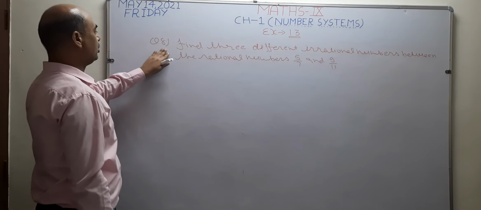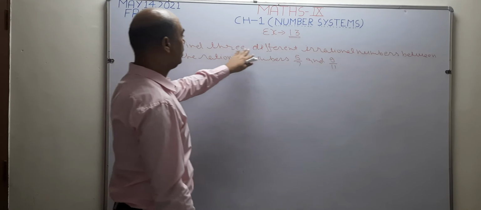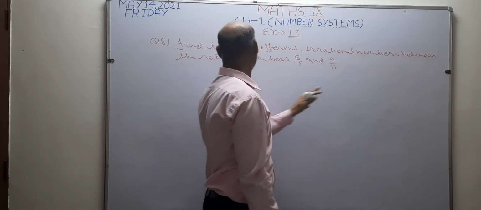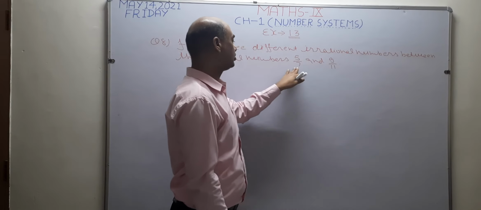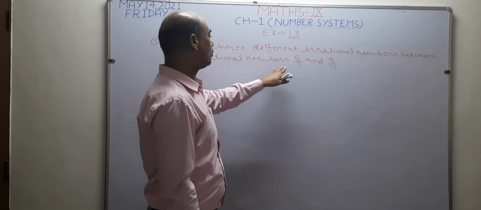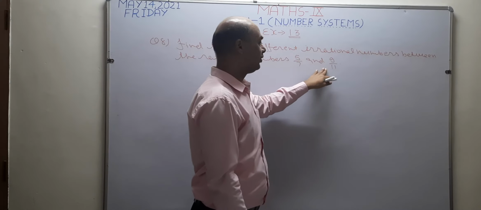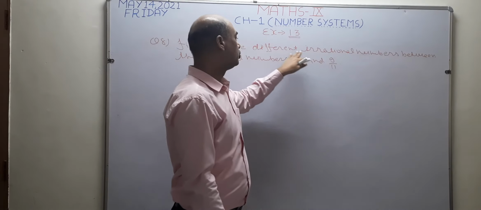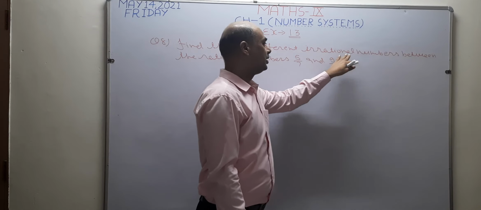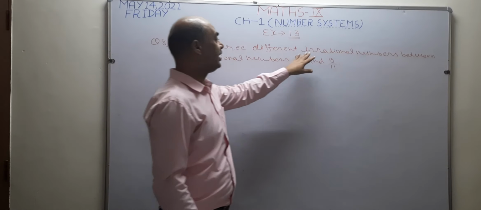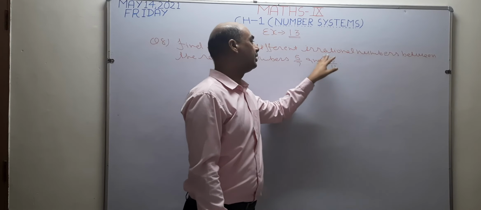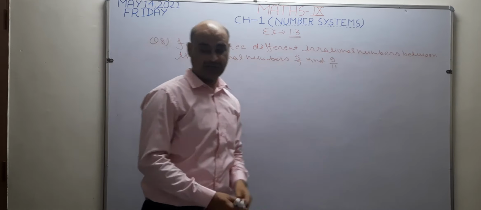Now I am going to solve question number 8. See what is given. Find three different irrational numbers between the rational numbers 5 by 7 and 9 by 11. Two rational numbers are given. We have to find three irrational numbers between them. Since you know the definition of irrational number, any number, if its decimal representation is non-terminating and non-repeating, that type of decimal is known as irrational number.